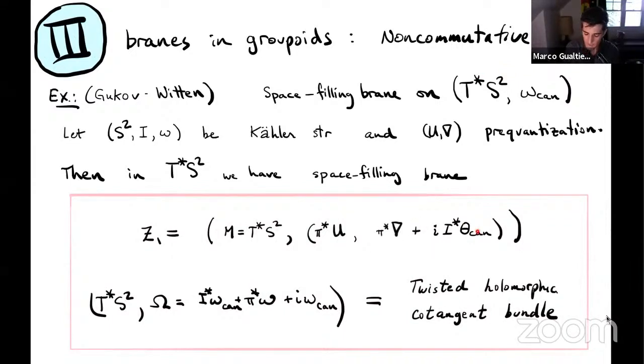I'm shifting the Chern connection after pulling it back. So in the end, what I get is a space-filling brane with this holomorphic symplectic structure. Notice that it looks like the canonical plus I times the canonical. So this part, the first and third terms, these are the holomorphic symplectic structure on the holomorphic cotangent bundle, but I'm shifting it by a magnetic term, which is the pullback of the Fubini-Study.